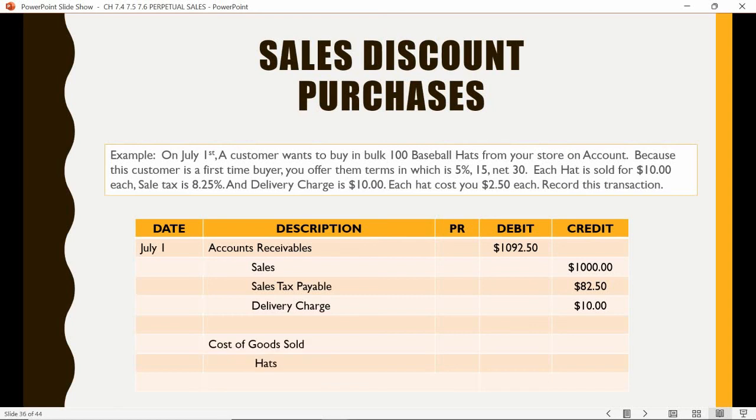So I need to figure out what my cost of goods sold is, which is 100 times $2.50. Therefore, it's $250 that I have to adjust my inventory for.